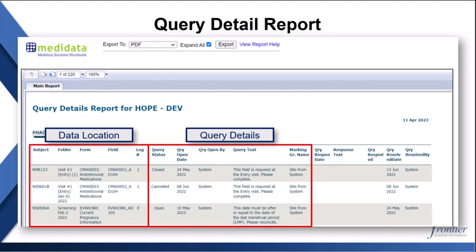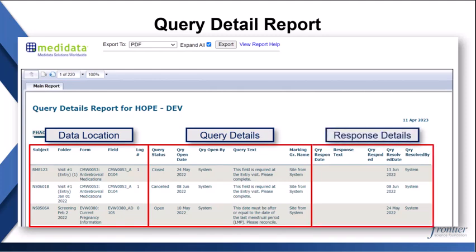Next, information is provided about the query itself. The query status column will mark each query as open, closed, or canceled. The date that the query was opened is seen next, followed by the text of the query. Marking group will indicate again to whom the query is directed and from whom it originated. And in the rightmost set of columns is information about any responses that have been made to the query. These include the response date, text, and the ID of the person who responded. Finally, for queries that have been resolved, we can see when they were resolved and by whom.